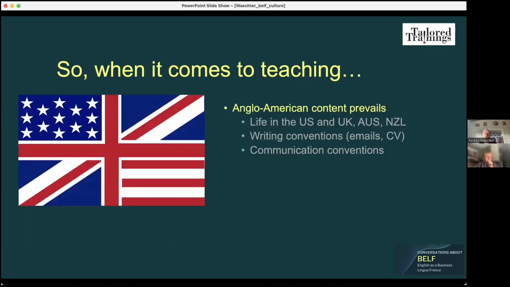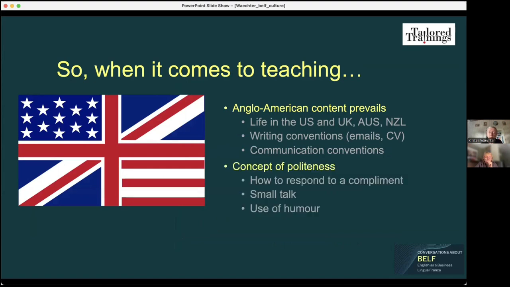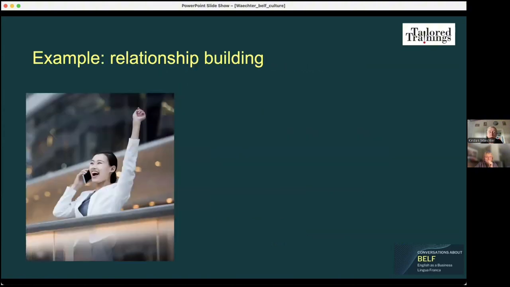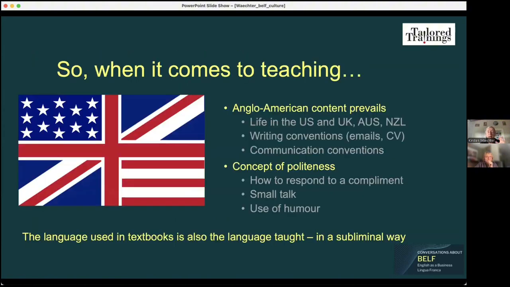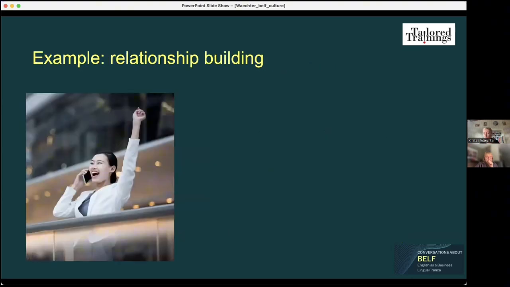So when it comes to teaching, and this is why BELF is very important, because it's not the reality of my learners, Anglo-American content prevails. So also when it comes to writing conventions, when it comes to the concept of politeness, so we have small talk, we have the use of humor, compliments, and so on. And the language in the textbook is what we often take over subliminally, and we don't really think about that this is the language that we're teaching. And this is basically how I started, and I think quite a few of you did the same. I'm going to show you two examples.